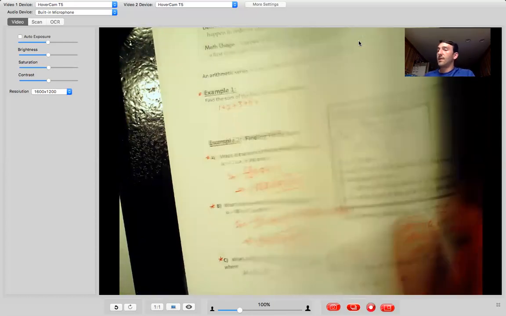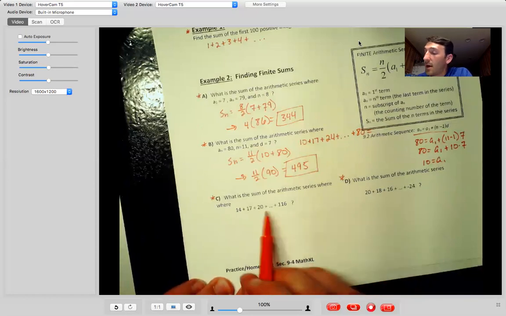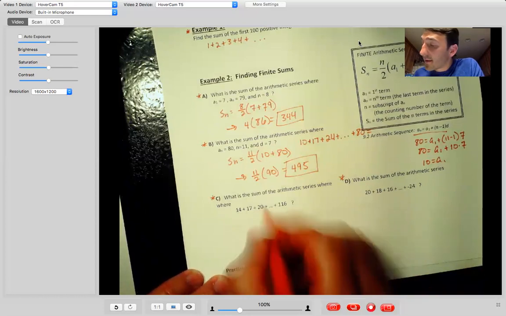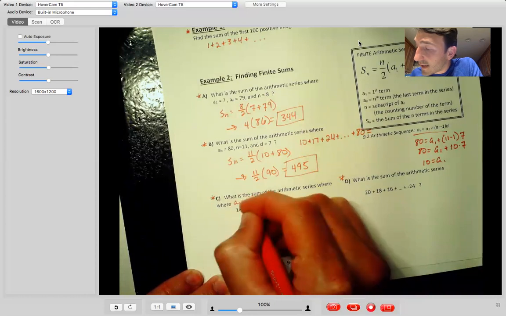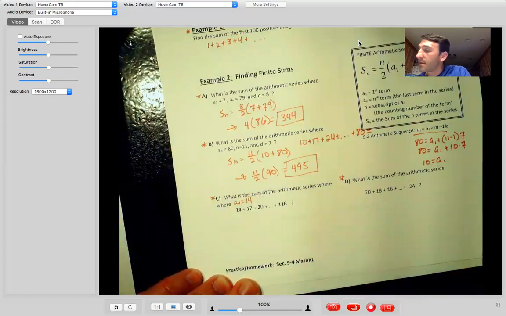Just wanted you to kind of understand what we're doing there, okay? So what's the sum of this arithmetic series? We know a sub 1 is 14. Can we tell what the common difference is? Do we need the common difference? No, we don't need the common difference for this.